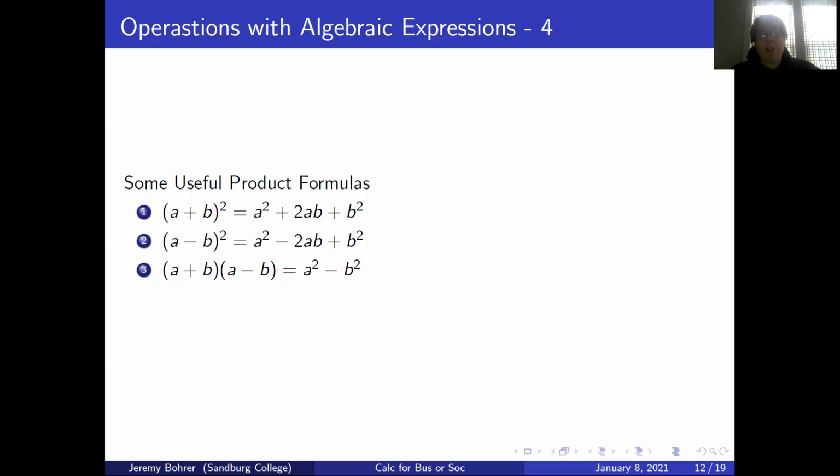Some useful product formulas. A plus b squared is a squared plus 2ab plus b squared. A minus b squared is a squared minus 2ab plus b squared. And a plus b times a minus b is a squared minus b squared.